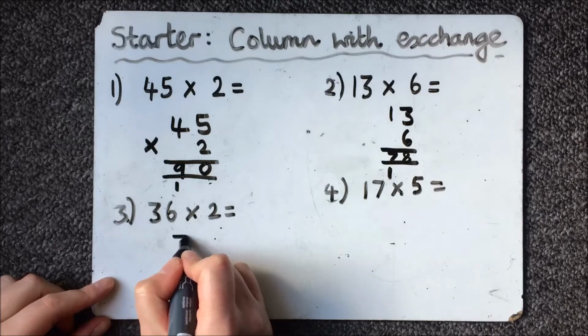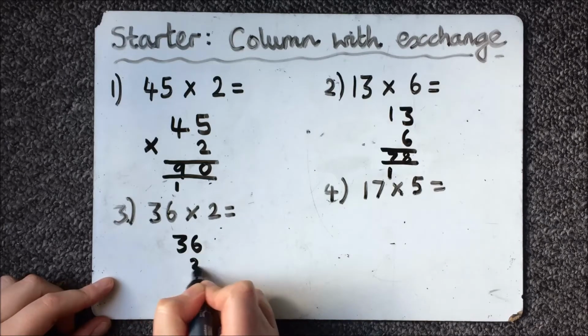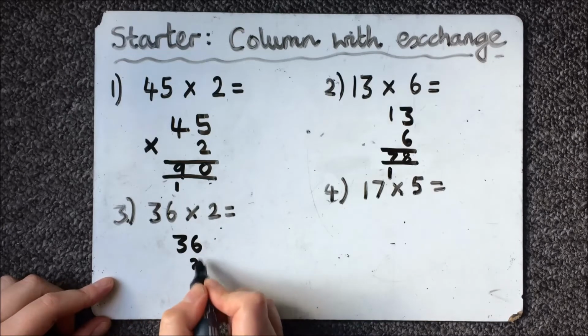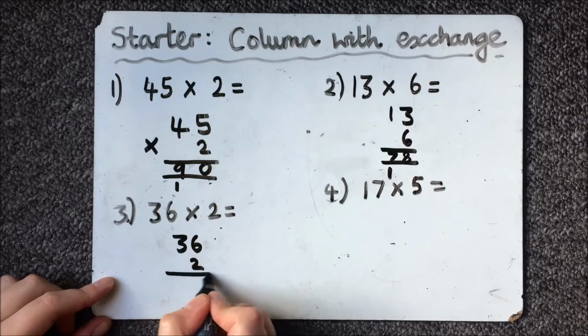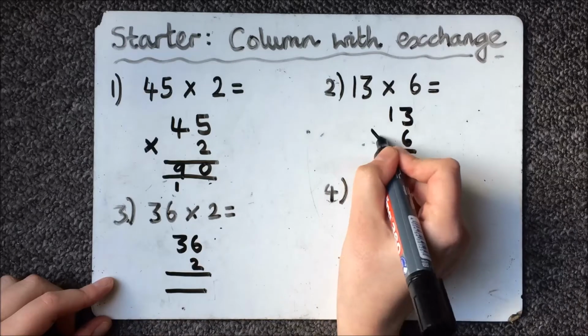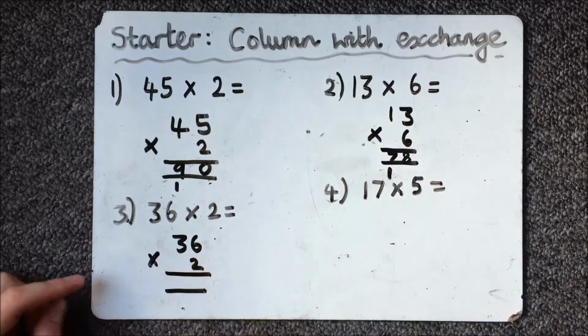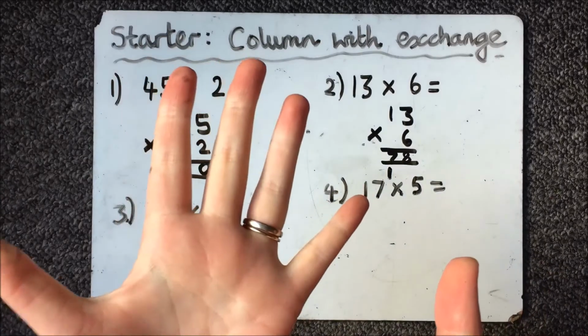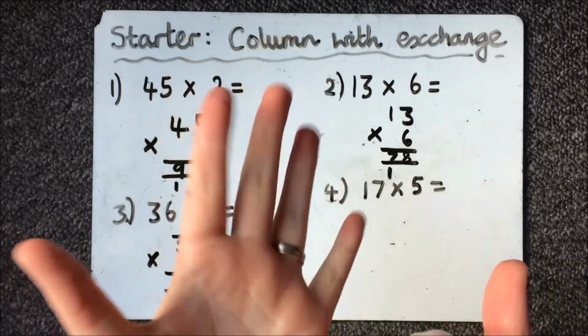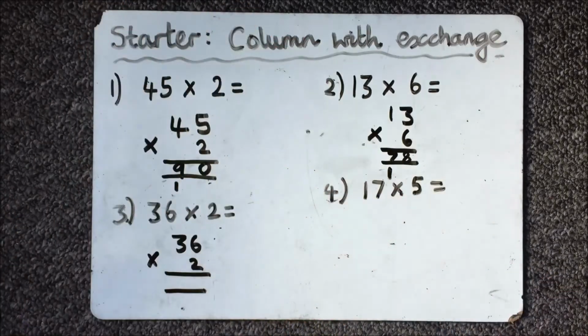Let's try the next one. 36 times 2. 6 and 2 go underneath each other. They're in line, they're ones. The 3 10s goes here. Same as before, I keep forgetting to put my multiplication sign. First thing we do, 6 ones times 2. Or we can do 2 times 6, whichever way you prefer. So I'm going to put 6 fingers up, counting 2s, off we go. 2, 4, 6, 8, 10, 12.